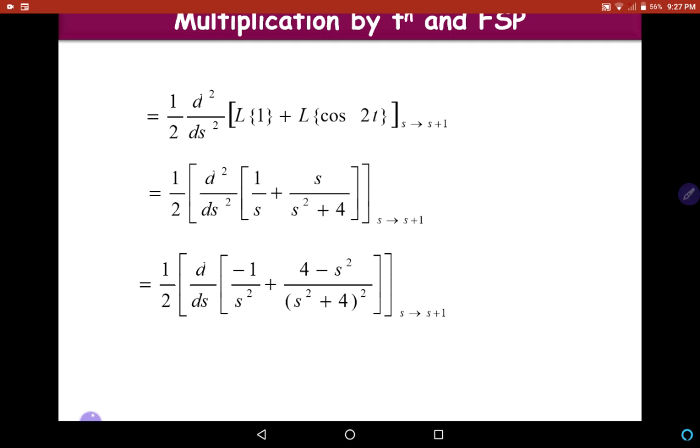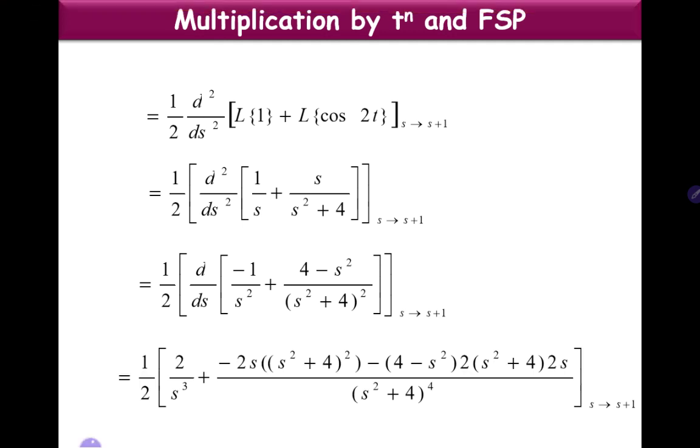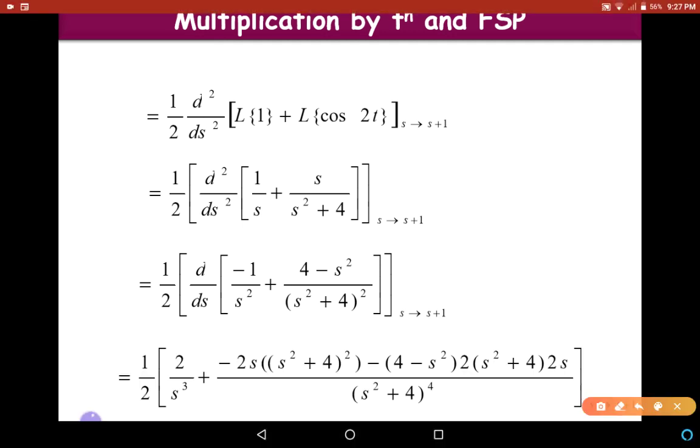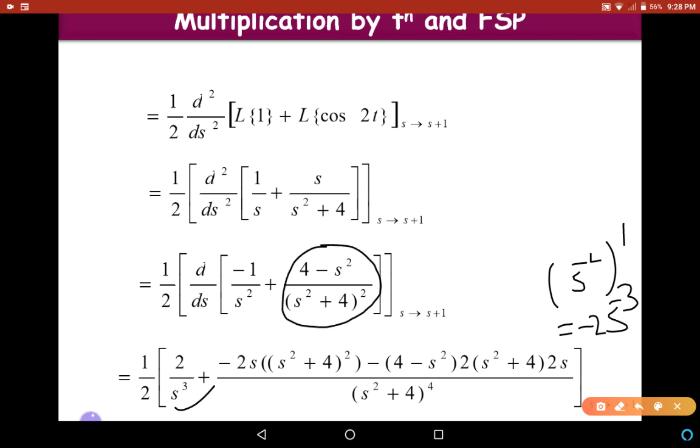Now let us find its second derivative. Derivative of minus 1 by s square is the derivative of s power minus 2. Derivative of s power minus 2 is equal to minus 2 into s power minus 2 minus 1, that is s power minus 3. So it is 2 by s cube. And here we use again the u by v derivative formula. What is that? v into u dash.